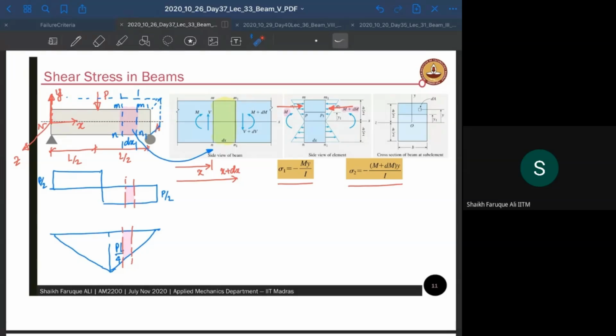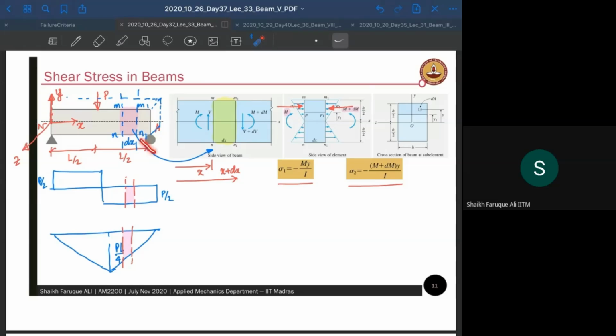This side of the sigma is going to be sigma 1, let's say, and that is minus My by I. Whereas this side of the normal stress, which we call sigma 2, will be given by the moment M plus dM, so M plus dM times y by I. Is that clear? Let me repeat what I'm doing. We take a beam and then take two sections which are dx distance apart. One is at mn and one is at m1 n1.